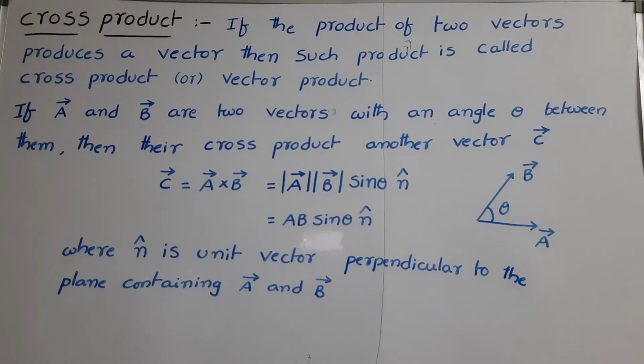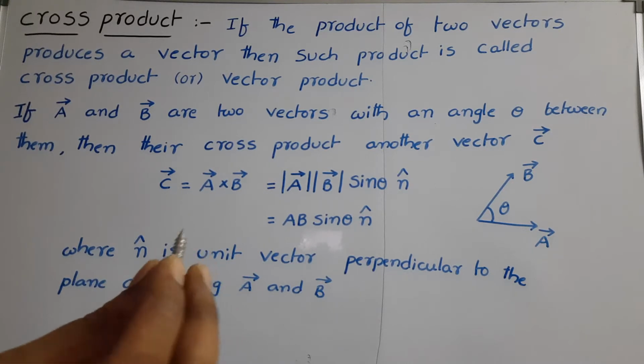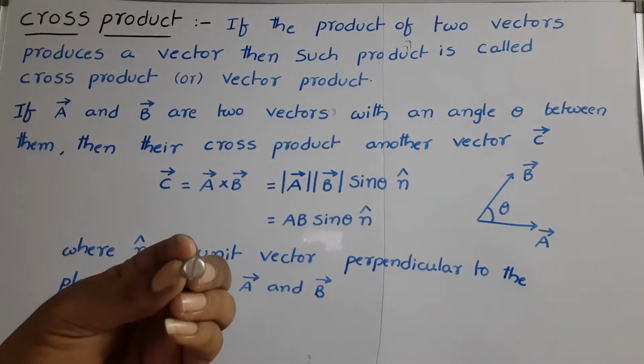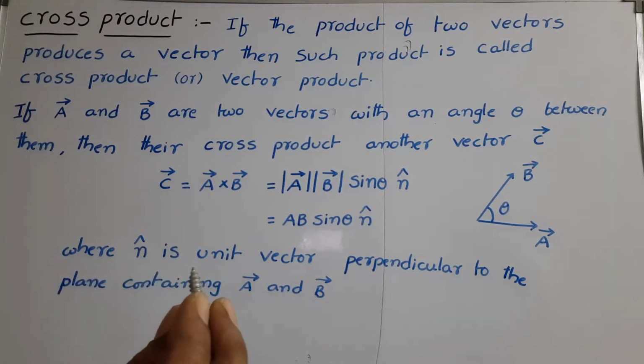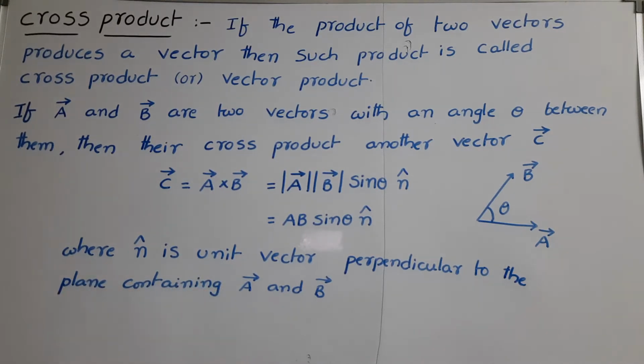How to get the direction of unit vector n cap? To get the direction of the unit vector, we can use the screw rule. So you take one screw, and its top is in the plane of a and b. If you rotate this screw from a to b, then the advancement of the tip of the screw gives the direction of unit vector n cap.